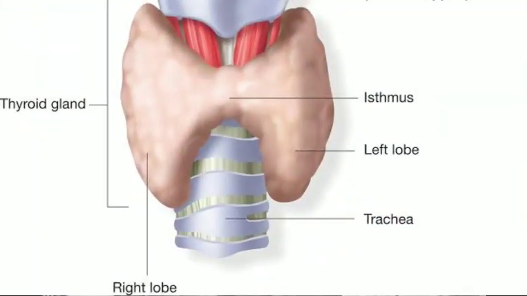Thyroid gland. The thyroid gland is composed of two lobes, which are located on either side of the trachea. Both the lobes are interconnected by a thin flap of connective tissue called isthmus. The correct pronunciation is isthmus.